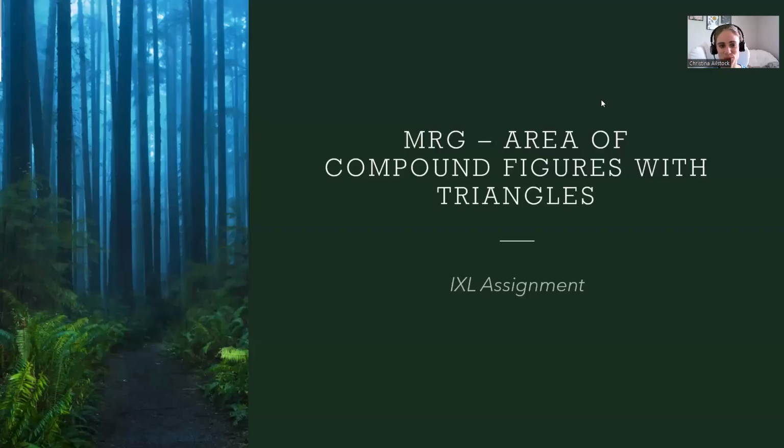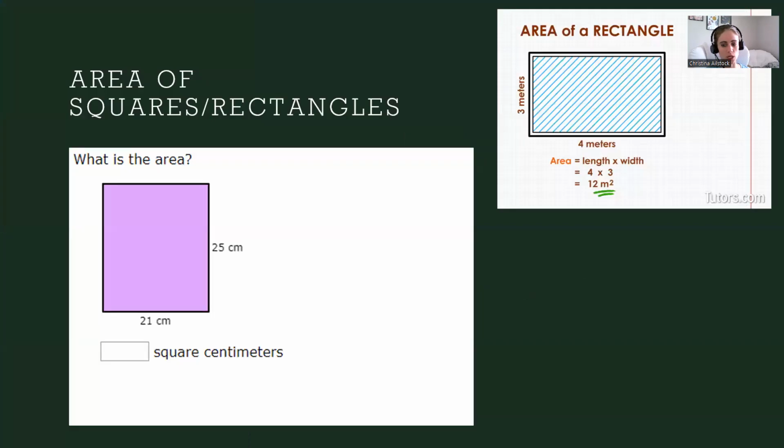Hi guys, today we're going to go through IXL assignment MRG, area of compound figures with triangles. So before we hop into IXL, let's find and review the formulas for an area of a square and a rectangle, and then the area of a triangle.